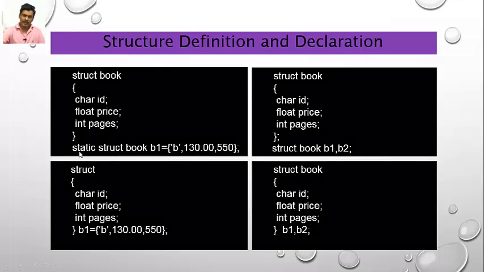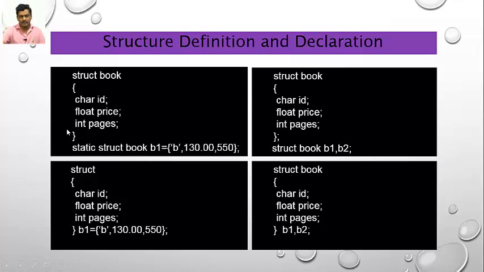In arrays also, we use static to initialize at the time of declaration. So here, static struct book b1 equal to {'B', 130.00, 550}.